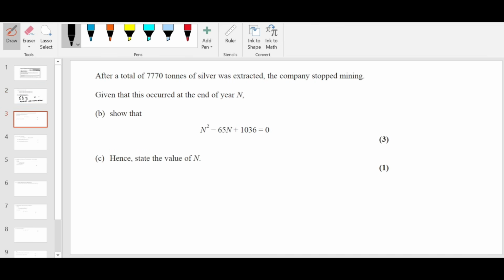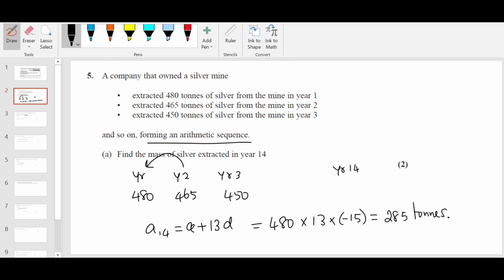After a total of 7,770 tons of silver was extracted, the company stopped mining. This occurred at the end of year N. Show that this... What does that mean? They keep on extracting, and when they reach year N, the total amount of silver extracted, the total of everything, reached 7,770. So basically they are talking about the sum of the series.